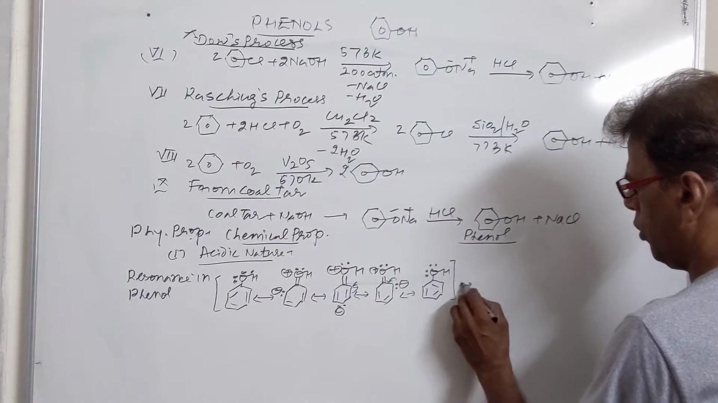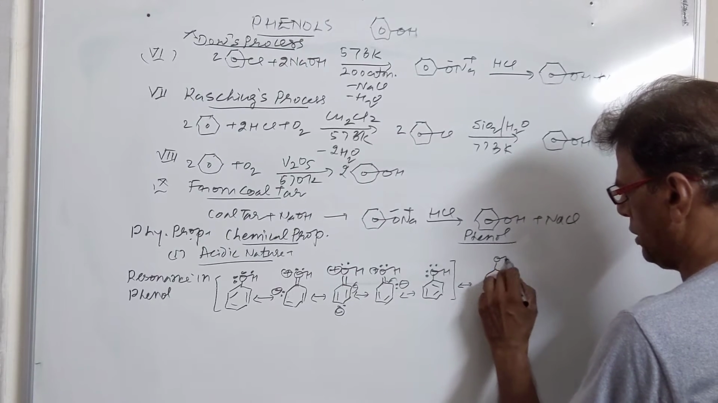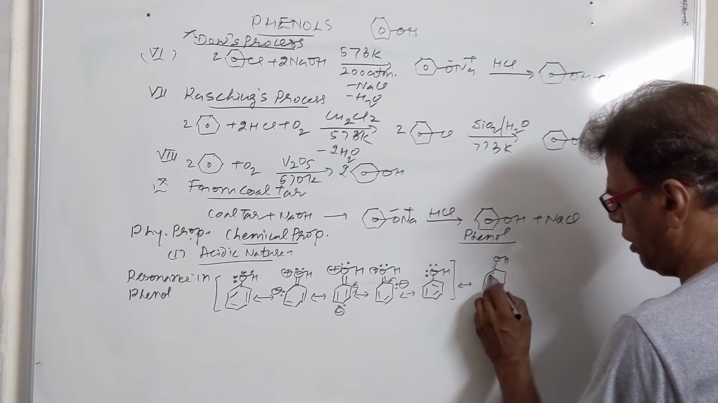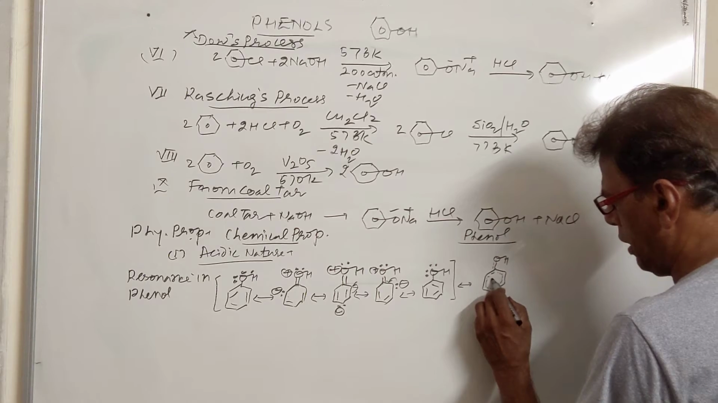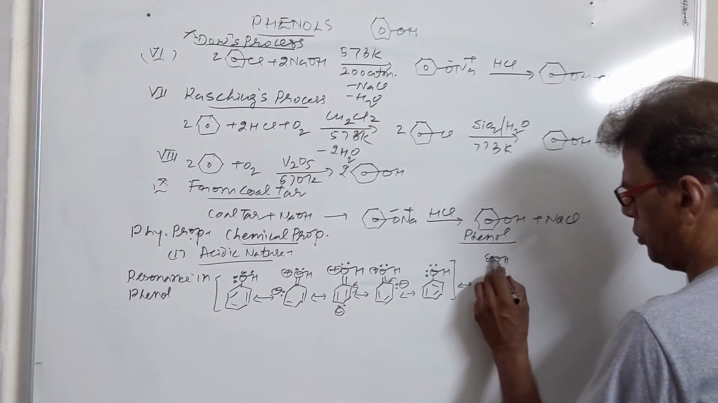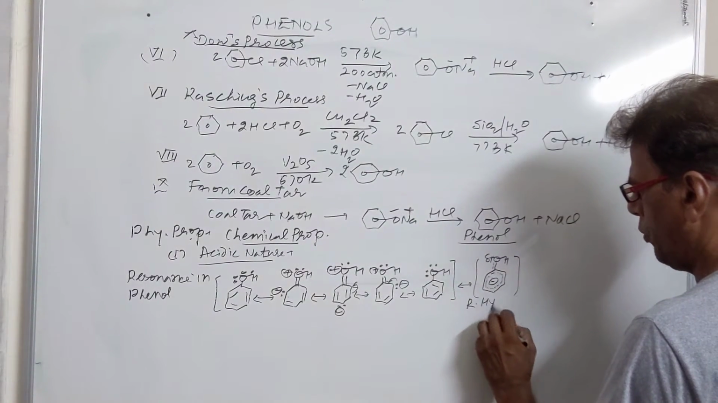If we want to draw the resonance hybrid of phenol, then we will see this is a single bond. The lone pair started its journey from oxygen, enters the benzene ring, and oscillates in the benzene ring. It is having a negative charge here. This is having a slight negative or positive charge. So this is the resonance hybrid of phenol.